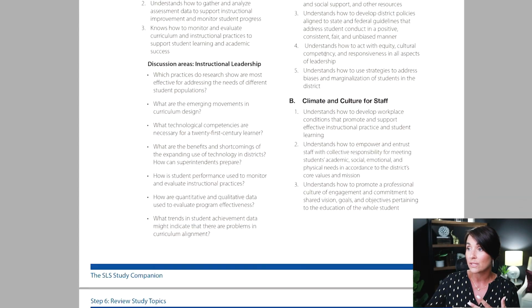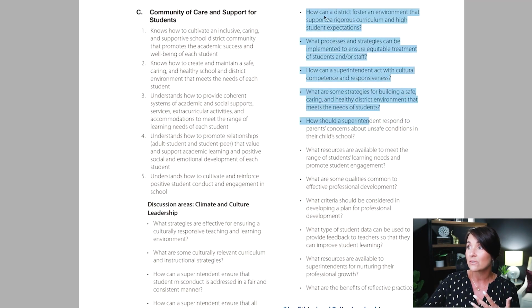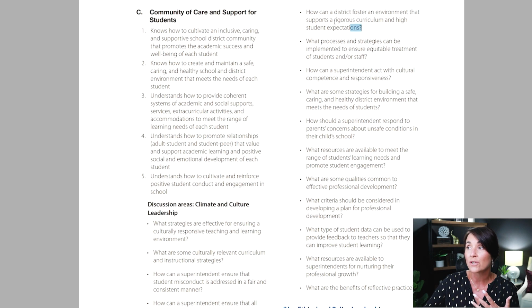And notice it goes on and on. We've got climate and cultural leadership, and then we have the study topics here. How can a district foster an environment that supports a rigorous curriculum and high student expectations? All good words, rigor and high expectations. Of course, those are all good words, but understanding how would I do that? It goes beyond just hiring the right people, right?